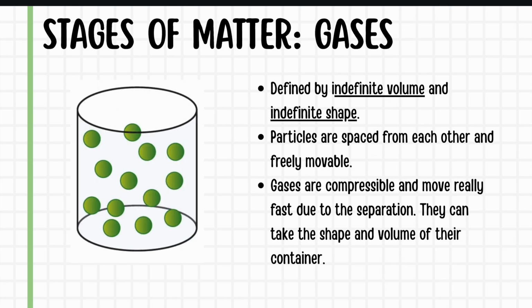Now let's talk about gases. Gases are completely different from solids and liquids. They actually have indefinite volume and indefinite shape because their particles are so spaced from each other that they're freely movable. And this makes gases, unlike the other two, compressible because the particles move really, really fast due to the vast separation that they have between each other. So this means that a gas can take the shape and the volume of their container. These two aspects of gases are indefinite.